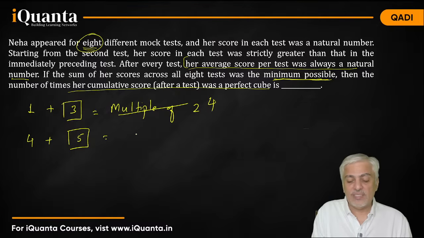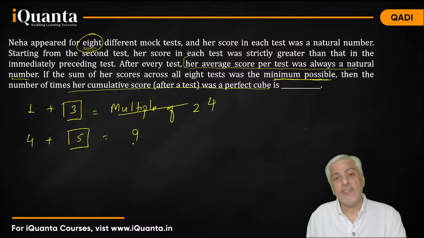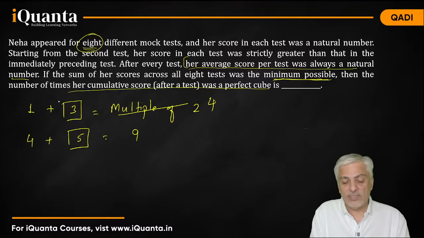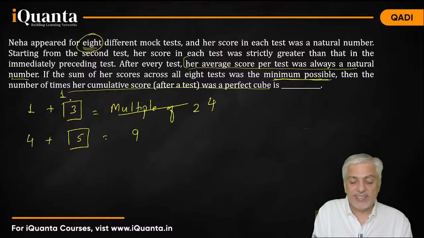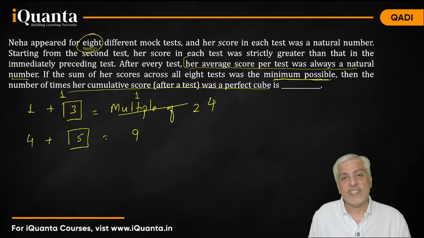4 plus 5 is 9. 9 is a multiple of 3. 3 numbers, okay. So, the first test is 1, second test is 3, third test is 5. Score after first test is 1, score after second test is 4, score after third test is 9.